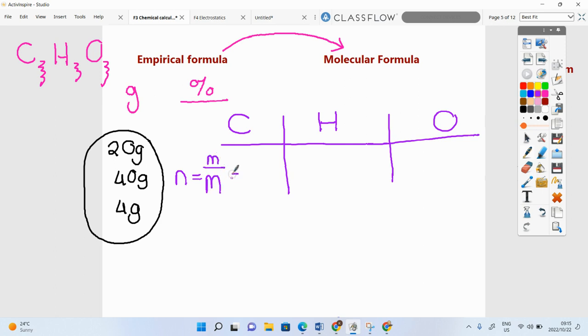So for each of them, please write the formula down at least once because it's worth a mark. Small m over big M. Okay, so this is going to be 20 over what? What is this molar mass here at the bottom? Everyone find it on the periodic table? Do you agree that it's 12?